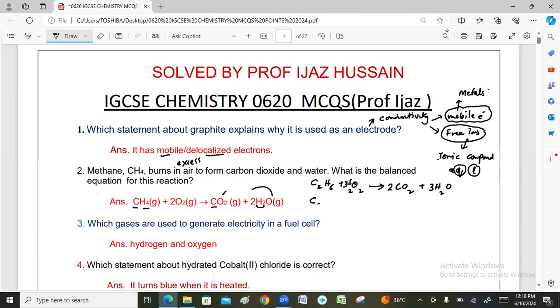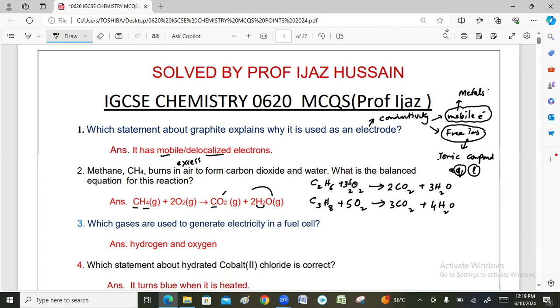If we replace this C2H6 with C3H8, which is propane, it combines with oxygen to form carbon dioxide and water. Just balance this equation. First of all carbon, then hydrogen, then oxygen. There are three carbons, so put three here. Eight hydrogens, so put four here. Now three times two, six plus four, 10. Now five times two, 10.